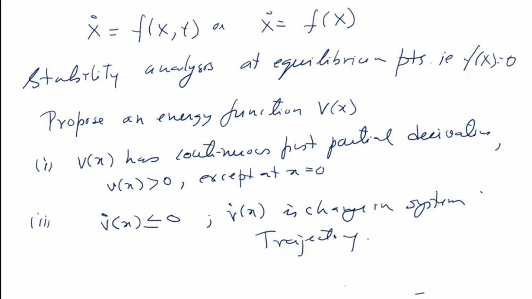So I'll just explain this as we go along. Basically, how we use the Lyapunov direct method is that we need to propose an energy function. The energy function should have continuous first partial derivatives, and V(x) should be greater than 0 except at x equal to 0, and V dot(x) should be less than or equal to 0. V dot(x) is essentially the change along the system trajectories.